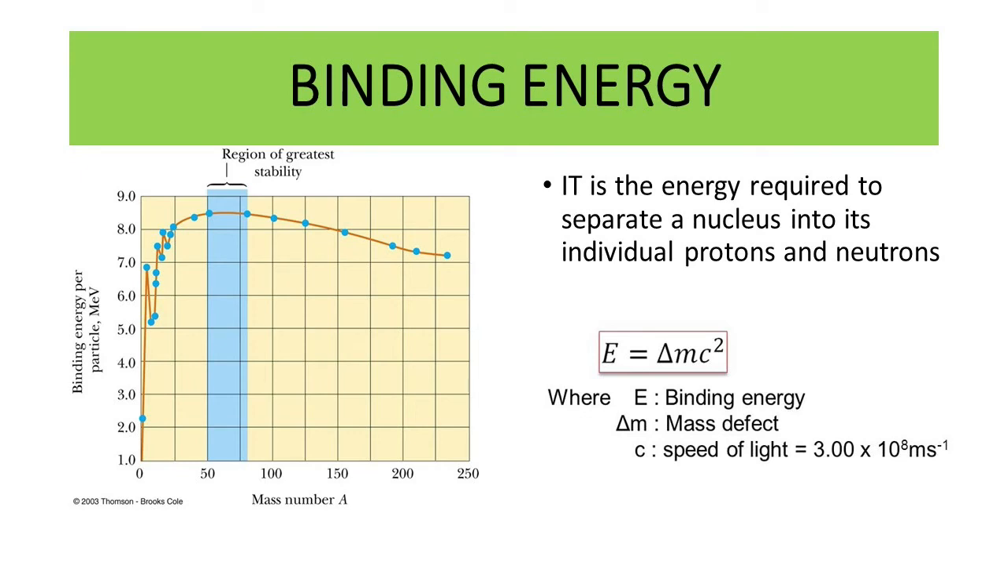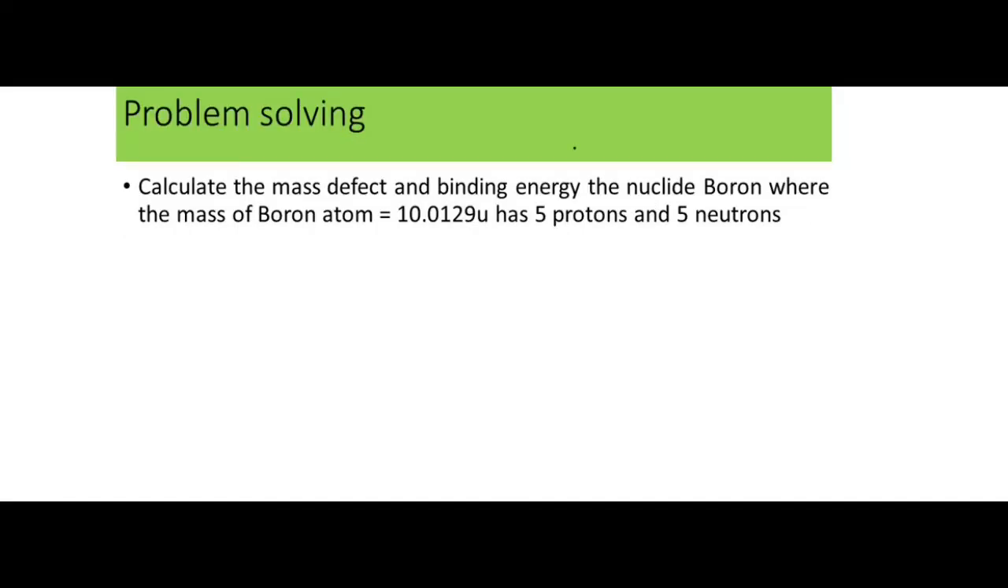Binding energy. It is the energy required to separate a nucleus into its individual protons and neutrons. So, remember Einstein's famous equation? We will use that. And that's E equals mc squared, where E is the binding energy, m is the mass defect, and c is the speed of light. Alright, let's try to solve another problem for mass defect and binding energy.